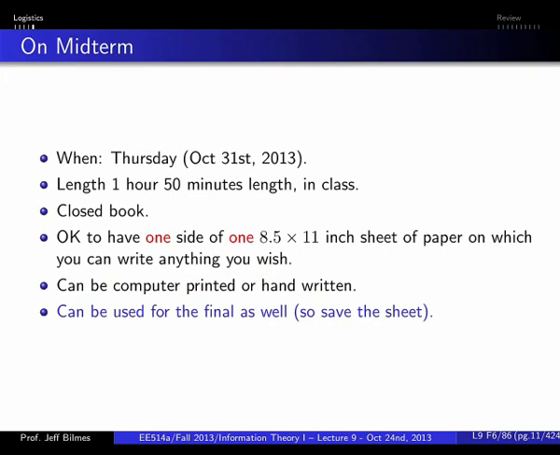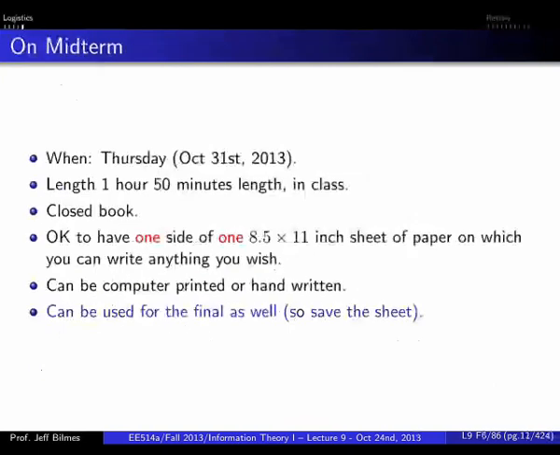And for the final, you'll actually have two sides of an 8.5 by 11. So this could be the first half, and then you could save it, and then for the final you could use this and whatever your next sheet is. So it's your cheat sheet.